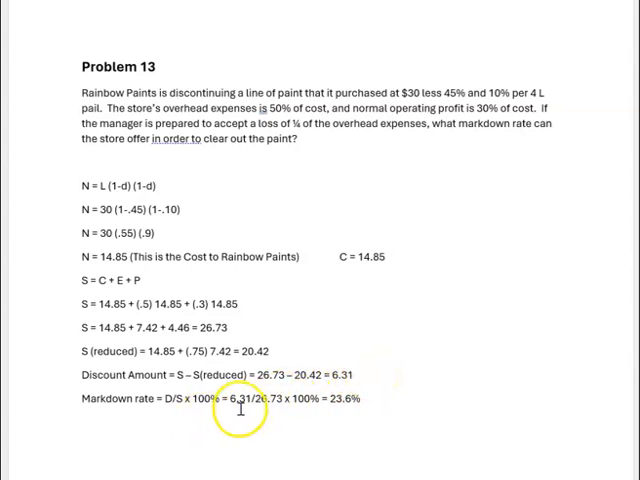Okay? So now in order to figure out what the markdown rate is, we take the discount amount, which is our $6.31, divide it by our original selling price, which is $26.73, multiply that by 100%, and that gives us a markdown rate of 23.6%.